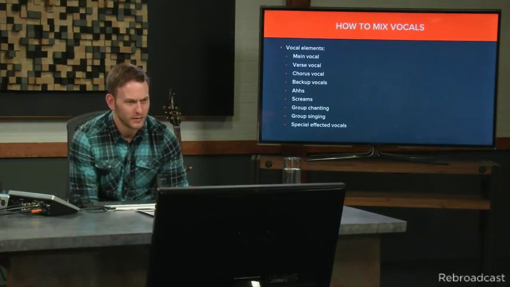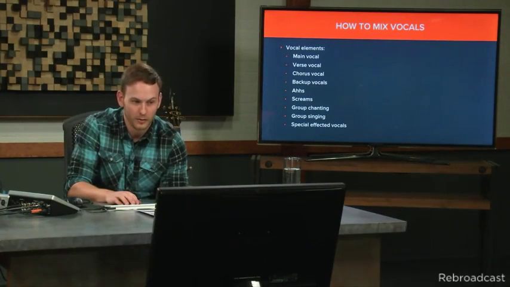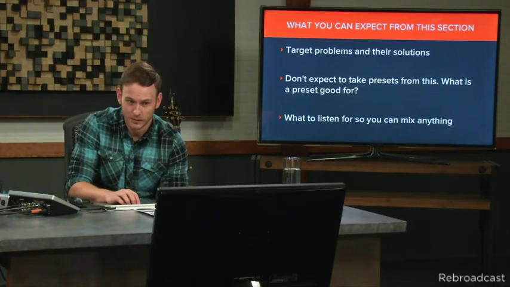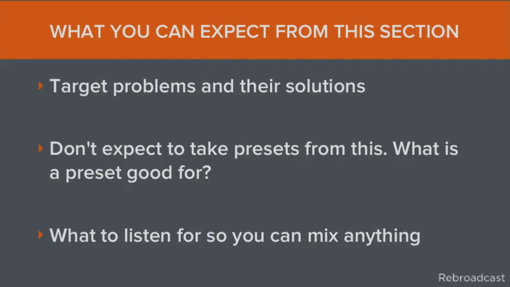You have to think of it like this. There's a bunch of different vocal elements. There's the main vocal, verse vocal, chorus vocal. We went over this before in a previous section. Backup vocals, the ahs, screams, group chanting, group singing, special affected vocals, anything else you can think of. You have to take all this stuff into consideration. This is what you can expect from this section.